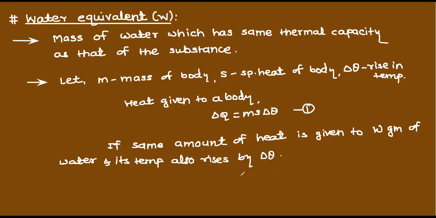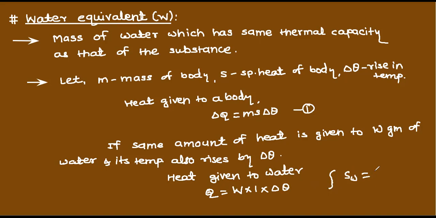see here, heat given to water, how I can write? That is Q is equal to W into 1 into delta theta. Why 1 I am taking? Because S of W is equal to 1 calorie per gram degree Celsius. Right? I am taking this S here.